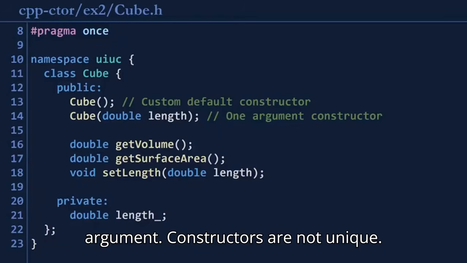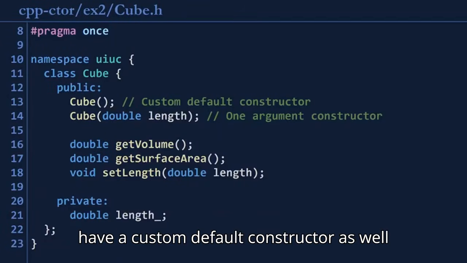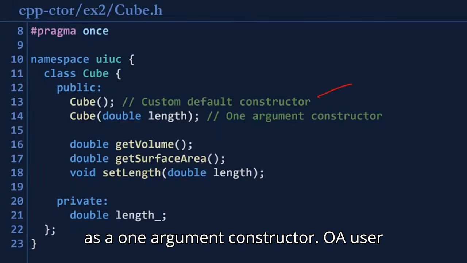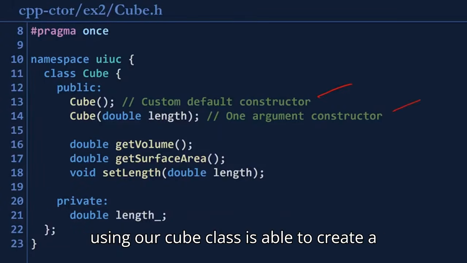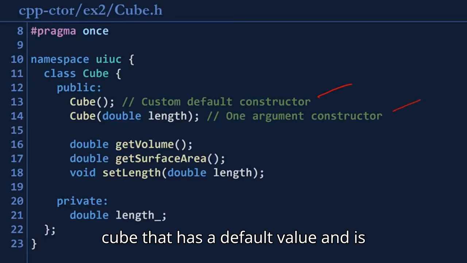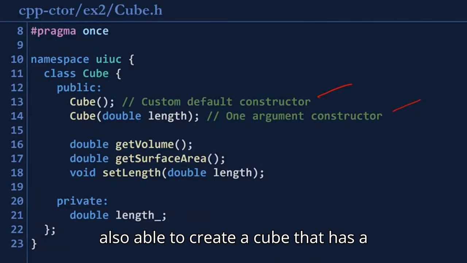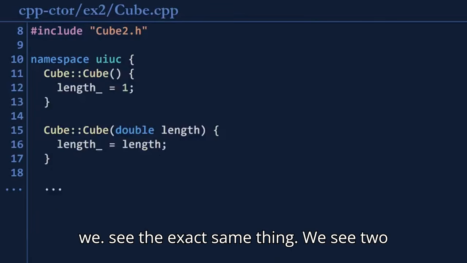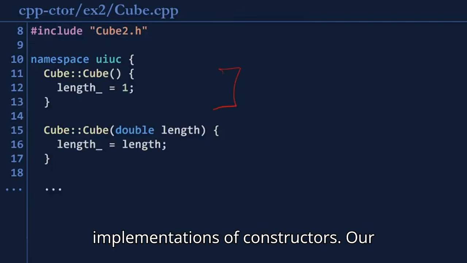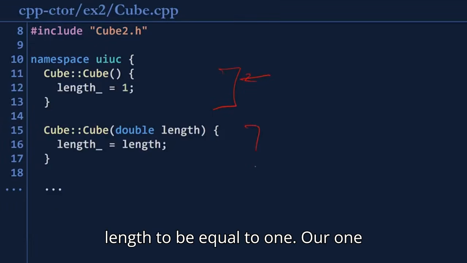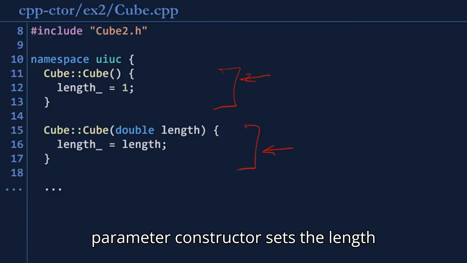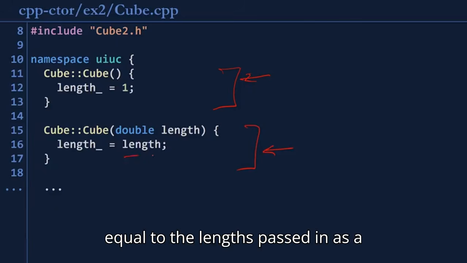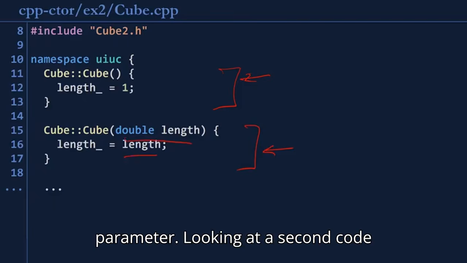Constructors are not unique. Here in this code example, we see that we have a custom default constructor as well as a 1-argument constructor. So a user using our cube class is able to create a cube that has a default value and is also able to create a cube that has a specific length. In our implementation, we see the exact same thing. We see 2 implementations of constructors. Our custom default constructor sets its length to be equal to 1. Our 1-parameter constructor sets the length equal to the length passed in as a parameter.